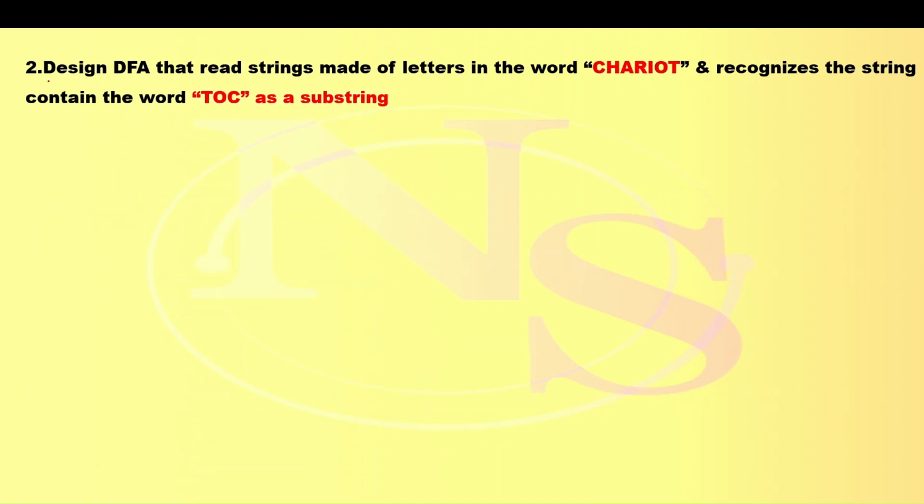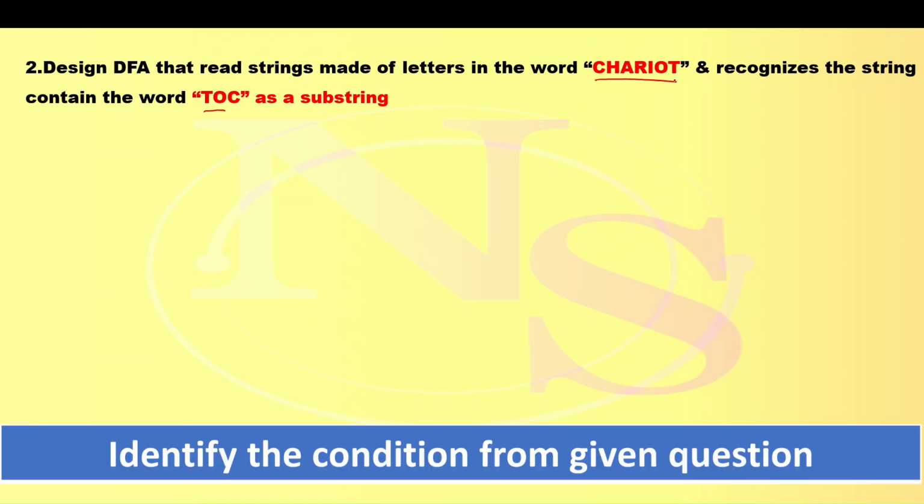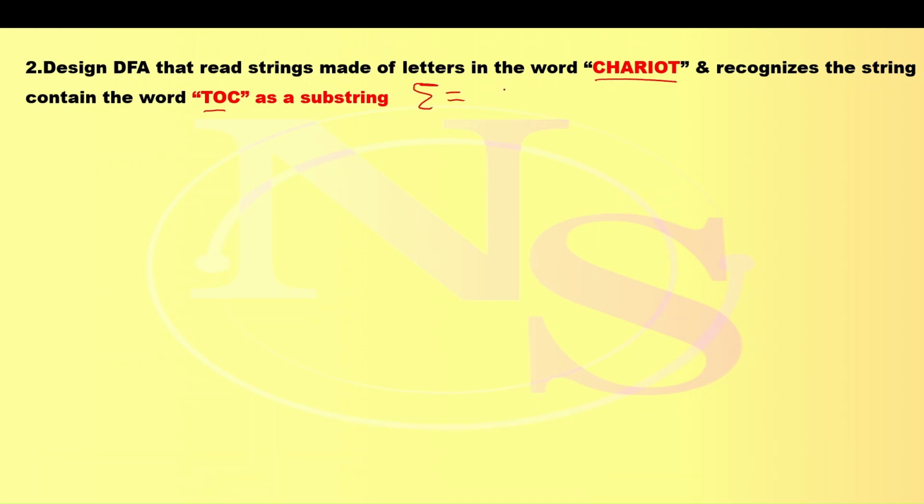Let's learn now how to design DFA to accept all the strings with TOC as a substring. Letters will be the same, CHARIOT. What's the meaning of this? Try to identify the condition and understand it. Condition says that here sigma will be these letters, for example, CHARIOT. Sigma consists of these symbols. Our automata will be reading all these 7 symbols, but accepting the string where TOC is present.